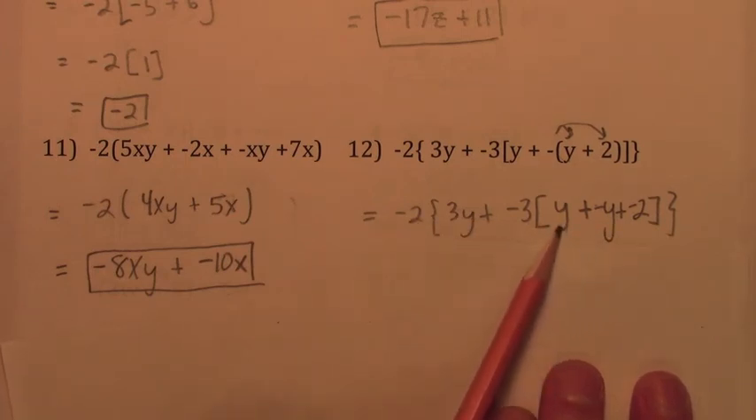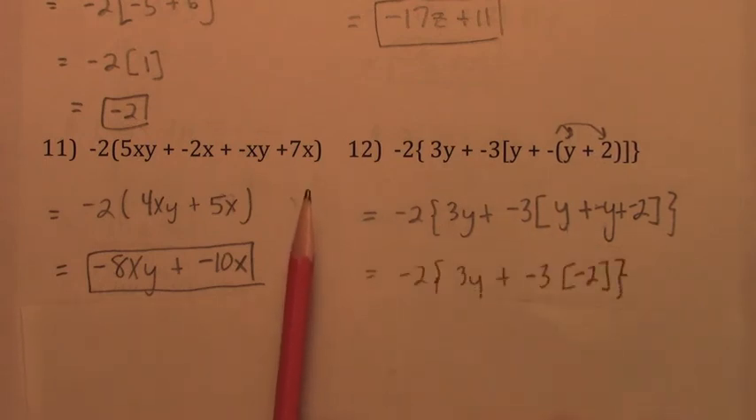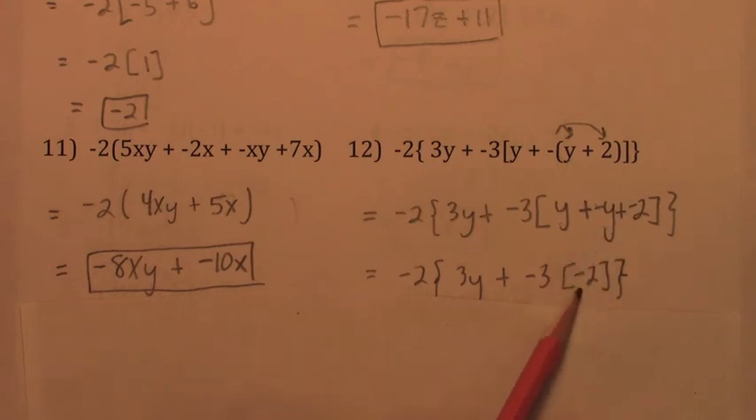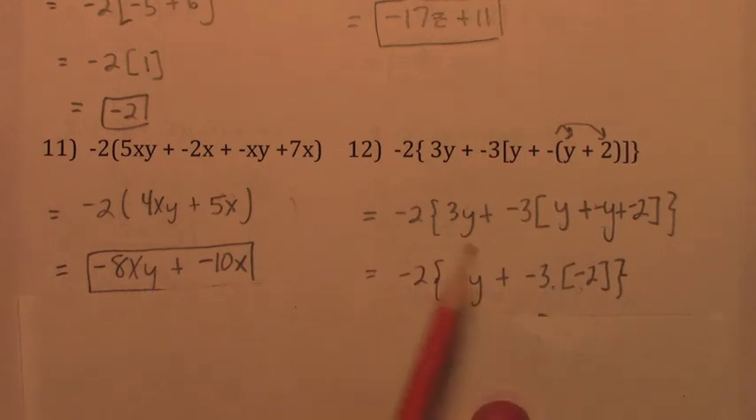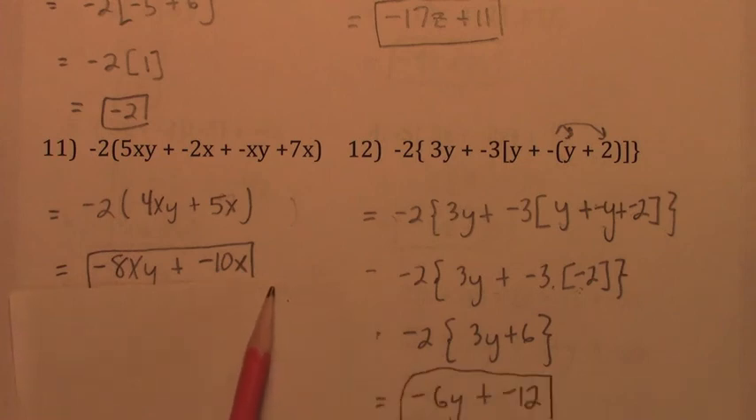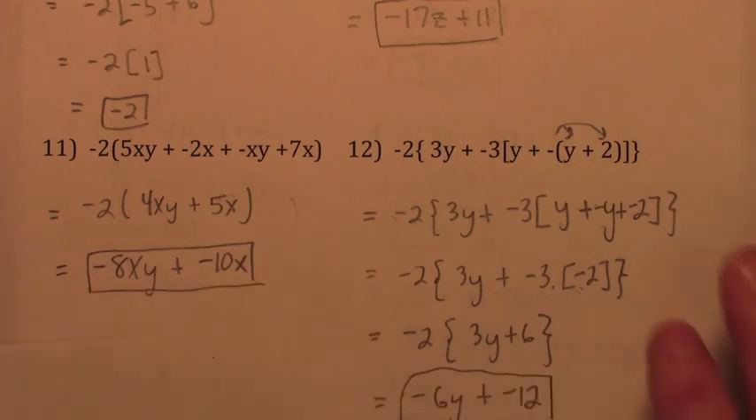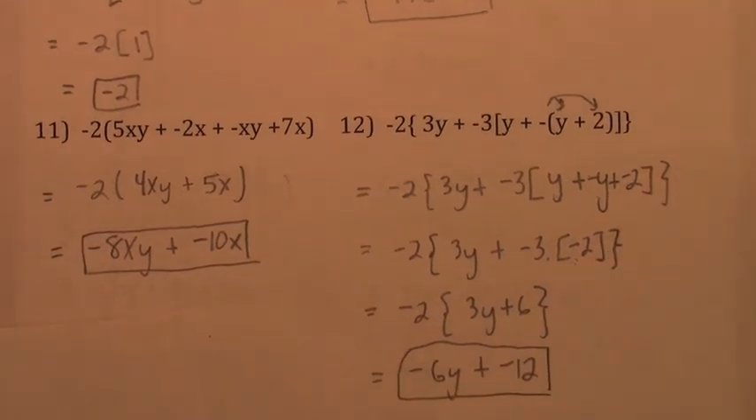Okay, so inside the square brackets you got y plus -y. Don't those just drop out? And you get -2 inside the square brackets? So look inside the curly brackets now. You get 3y plus -3 times -2. You do the multiplication, you get a 6. Almost done. Last step is to distribute the -2, and your final answer is -6y plus -12.